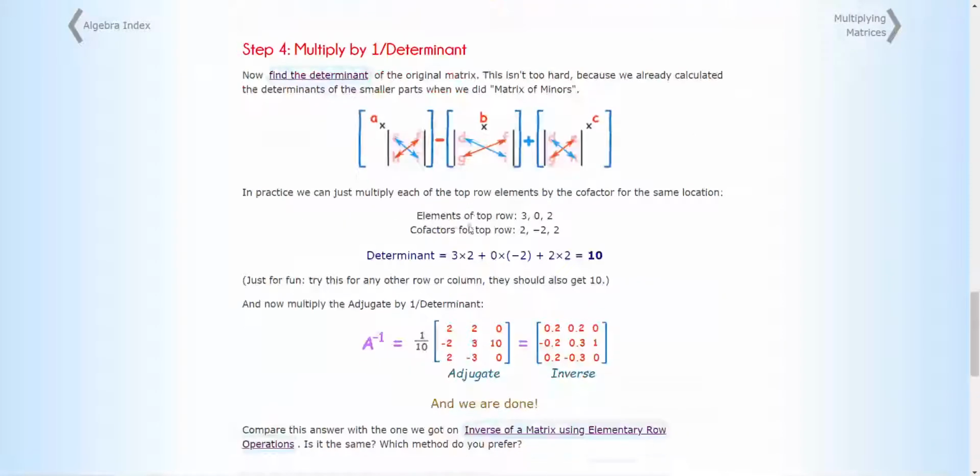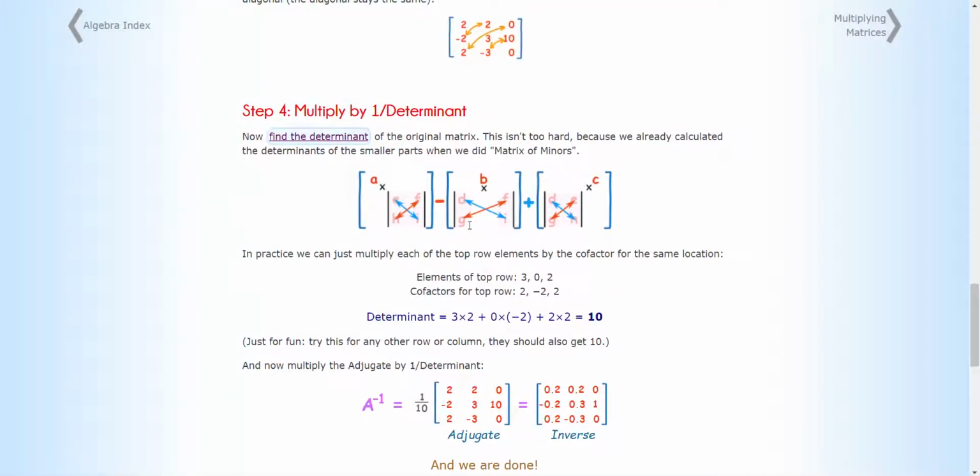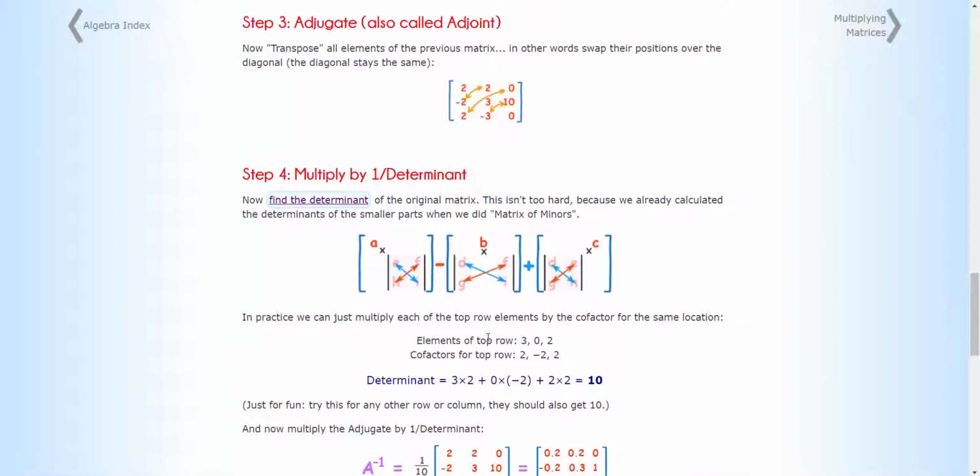So we've got the matrix 2, 2, 0, and that's that. And then we need to, so the 3 comes from the top row. So the first row, elements of the top row.